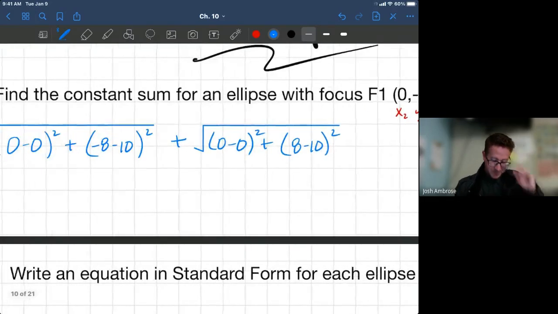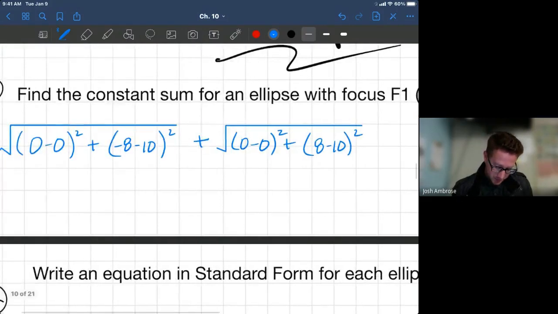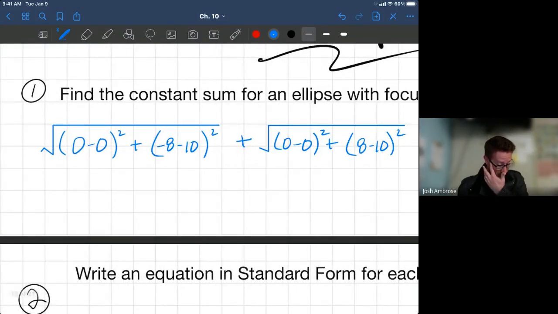Okay. All right, so now we're just looking at doing our calculations. You got 0 minus 0, so that one works out easily. A negative 8 minus 10, but then you're squaring it. So that right there is going to give you negative 18. And then 18 squared gives you 324. And then you're going to take the square root of 324, which is basically just going backwards to 18. So this one works out to be 18 plus.